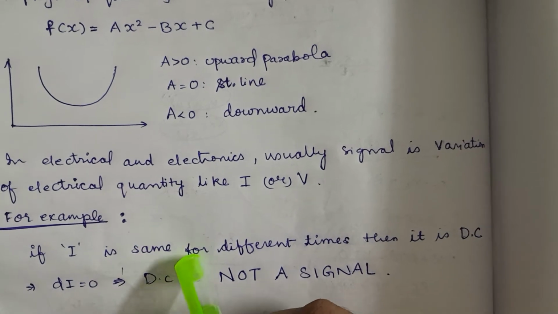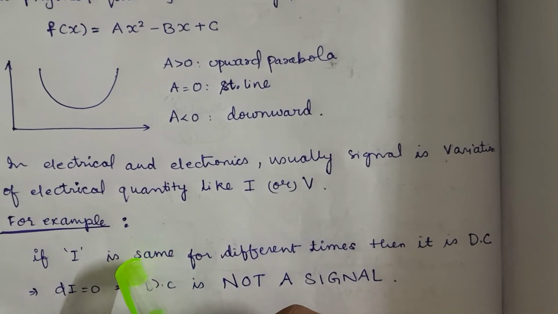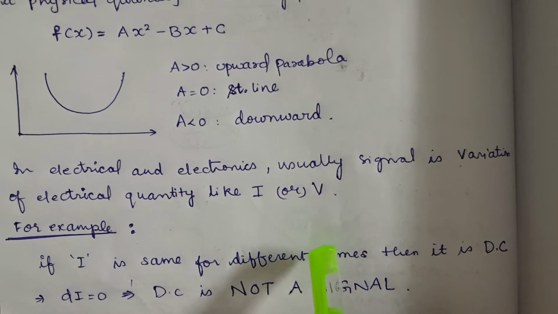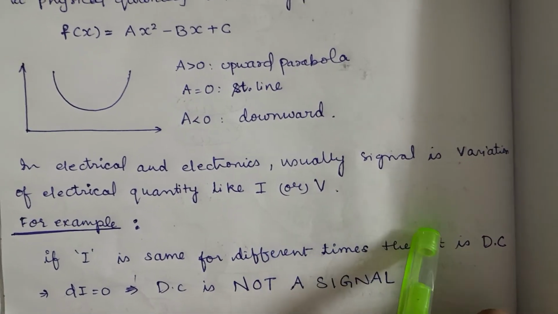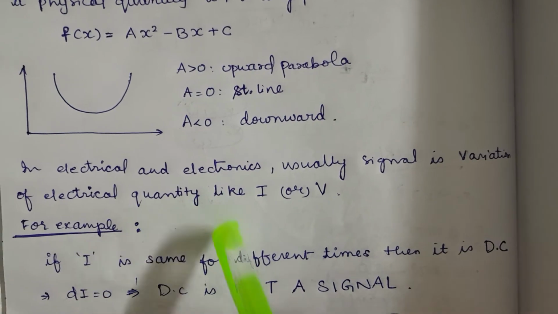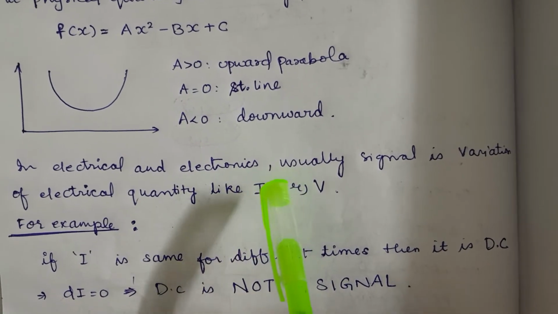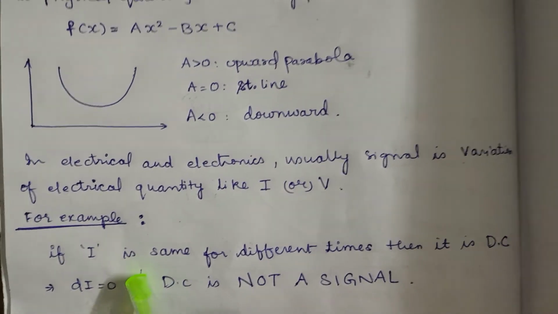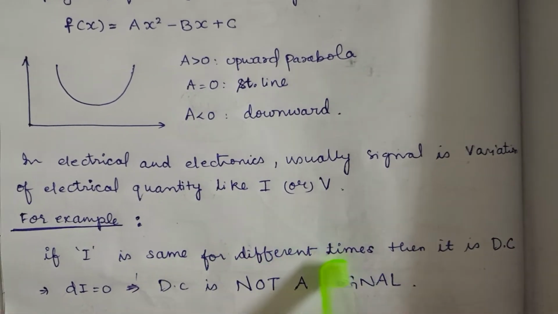We all know what is direct current. A direct current is one where, if I is seen for different times, it remains the same, which is called the direct current. That means the variation of I is 0 with respect to time. So dI is 0, that means direct current is not a signal.